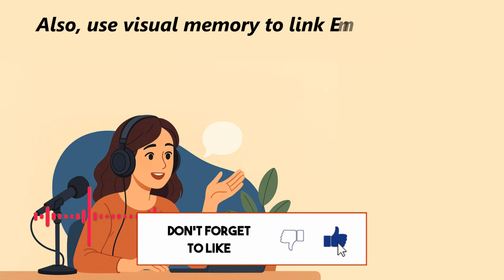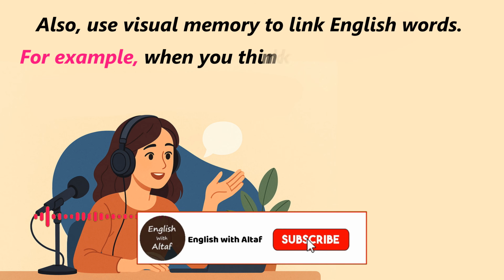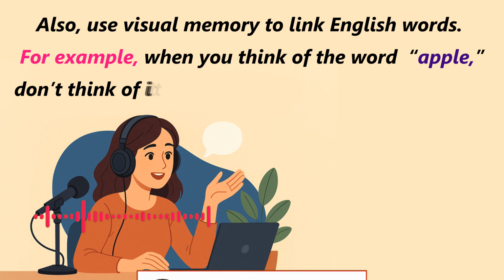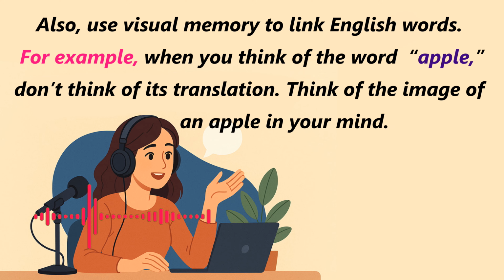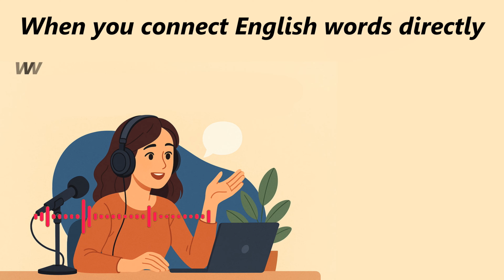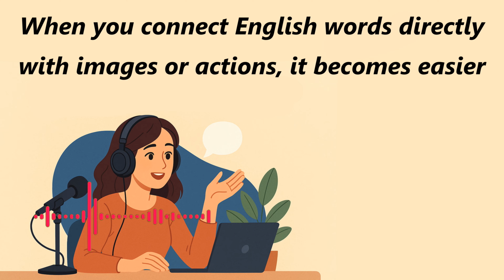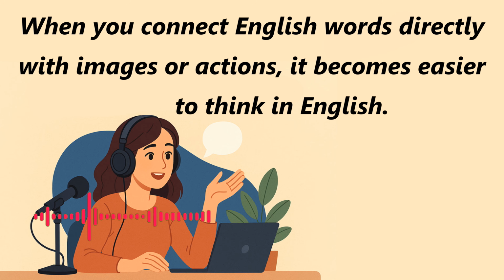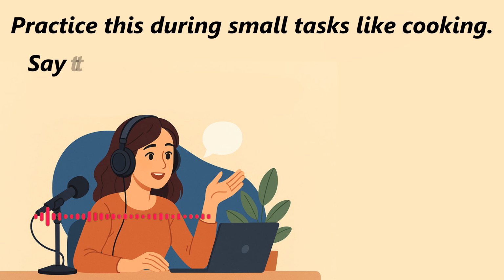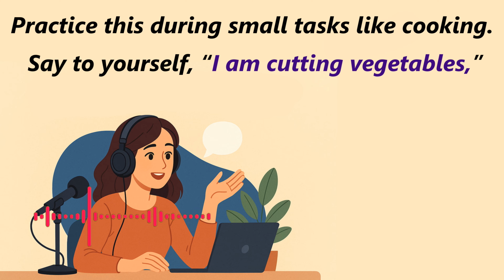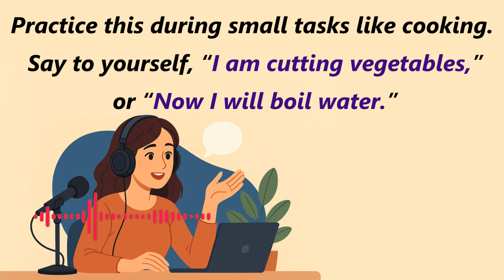Also, use visual memory to link English words. For example, when you think of the word apple, don't think of its translation. Think of the image of an apple in your mind. When you connect English words directly with images or actions, it becomes easier to think in English. Practice this during small tasks like cooking. Say to yourself, "I am cutting vegetables," or "Now I will boil water."